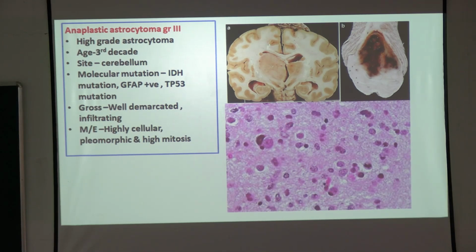What is GFAP? Glial fibrillary acidic protein. That is an MCQ they sometimes ask. GFAP, glial fibrillary acidic protein, is the marker of glial tumor positivity. So, in the cerebral hemisphere, the glial tumors give rise to GFAP positivity. Here is also positive, TP53 positive, a well circumscribed lesion, with highly cellular and mitotic activity.